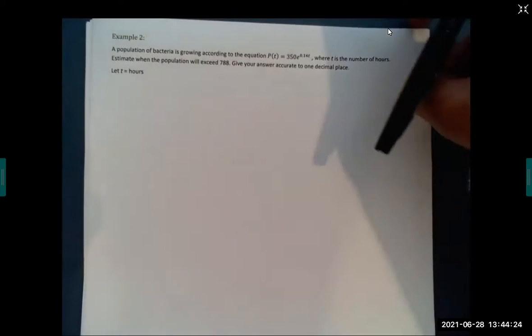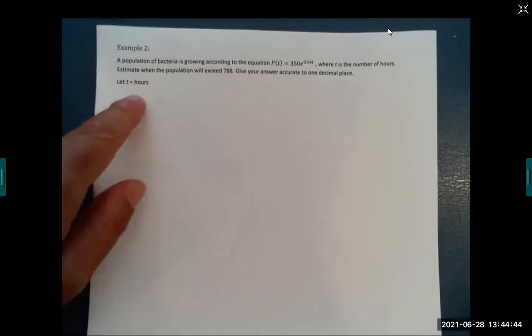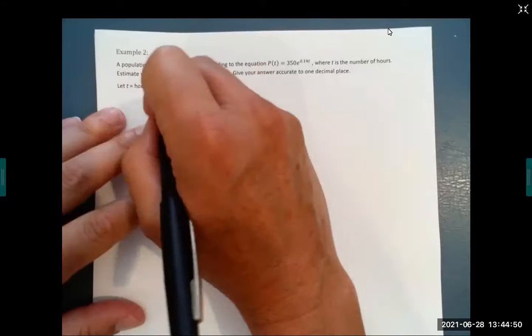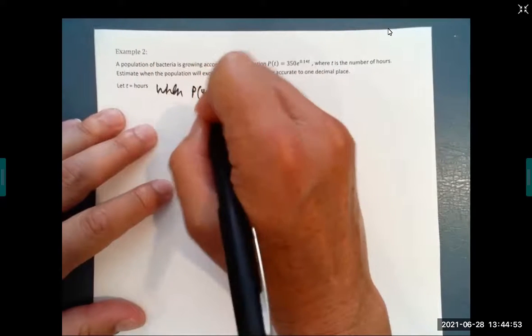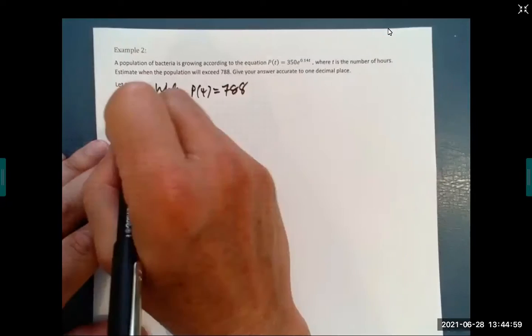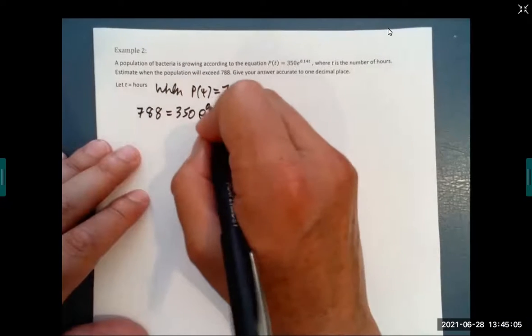All right, so the population of bacteria is growing according to the equation P of t equals 350 e to the 0.14t, where t is the number of hours. Estimate when the population will exceed 788, accurate to 1 decimal place. Okay, so t is represented in hours. Oh, they tell us that. And that's what we're looking for. So we want to know when P of t equals 788. So using this equation, 788 equals 350 e to the 0.14t.